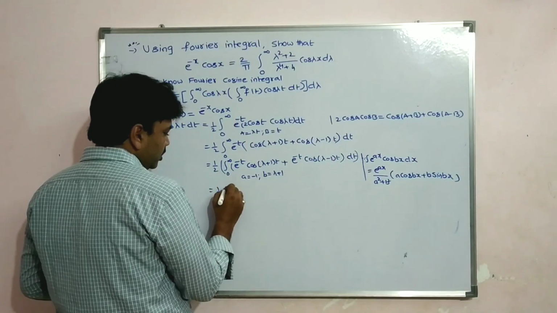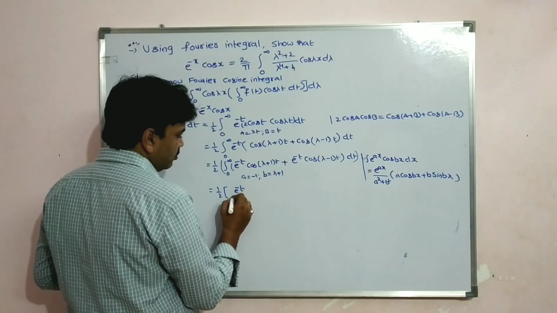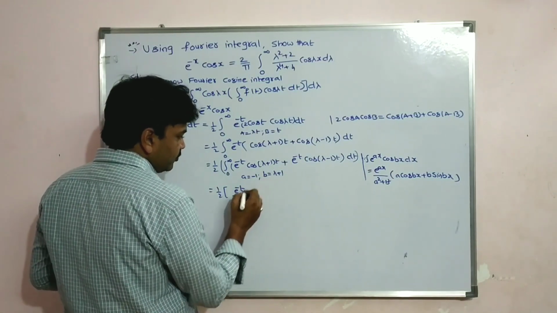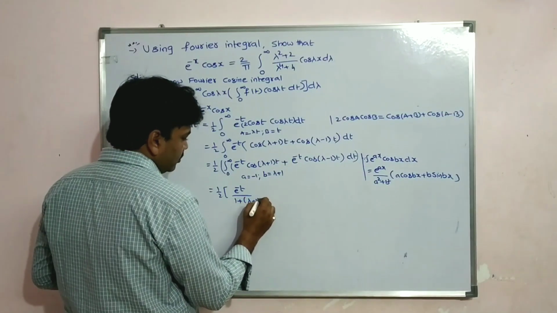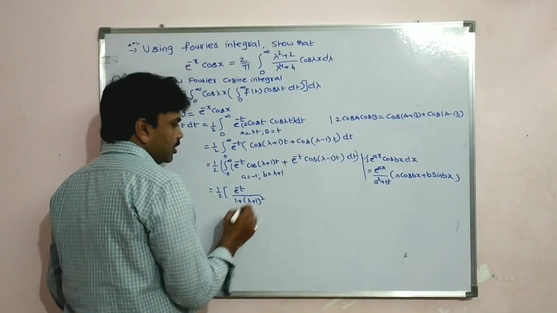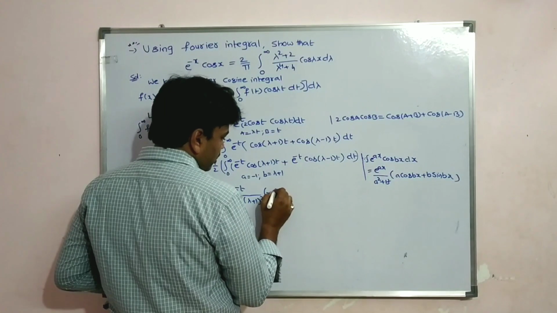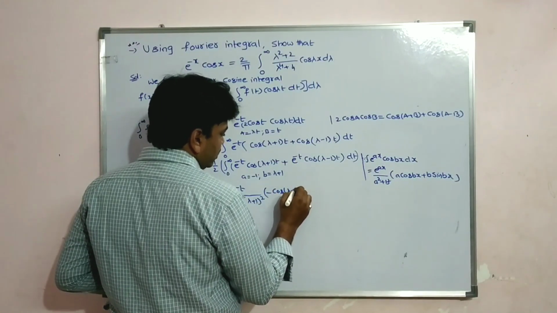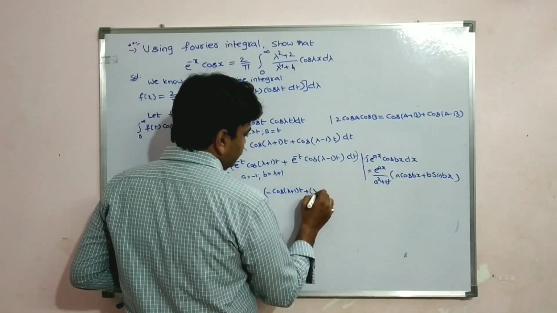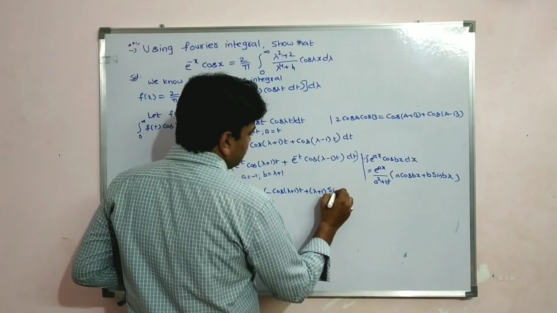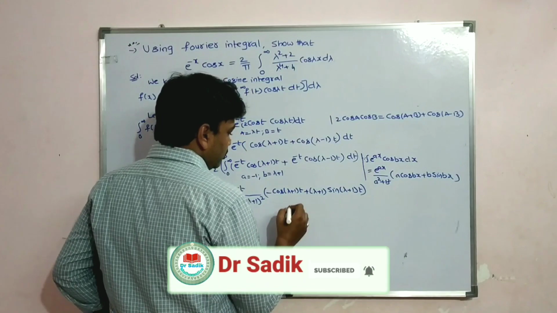So 1 by 2 into e power minus t by a square, minus 1 whole square, we get 1 plus b square, lambda plus 1 whole square, into a, that is minus 1, cos lambda plus 1 into t, plus b sin bx, b is lambda plus 1. So lambda plus 1 into sin lambda plus 1 into t, bracket close, plus.